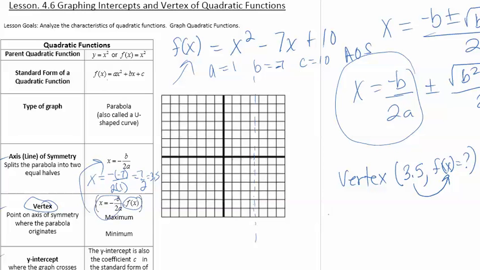So when it asks for the vertex, you're not just finding the x value. That's just your axis of symmetry. You actually need to substitute the value in and find the y value. So in this case, f of 3.5 is equal to 3.5 squared minus 7 times 3.5 plus 10.